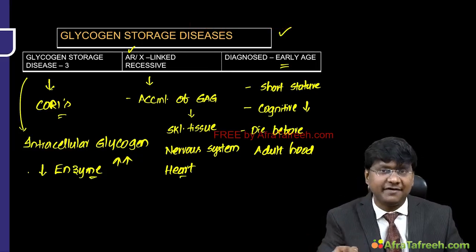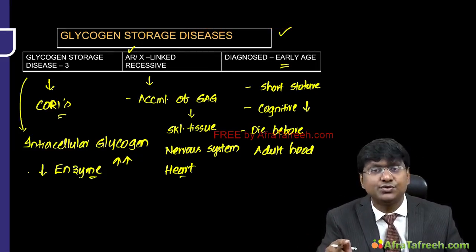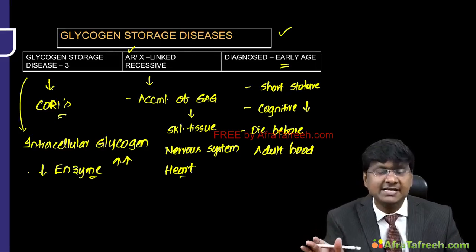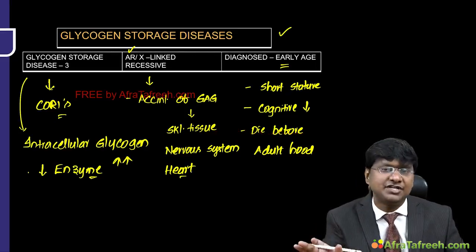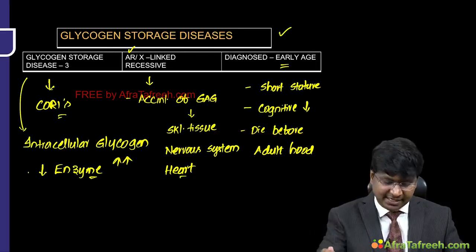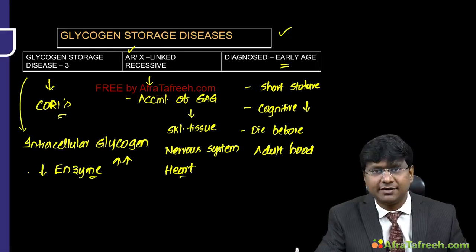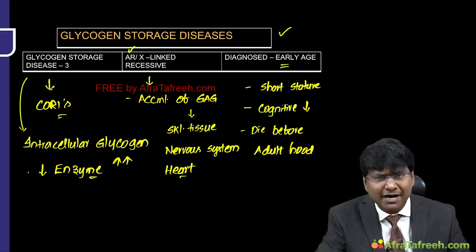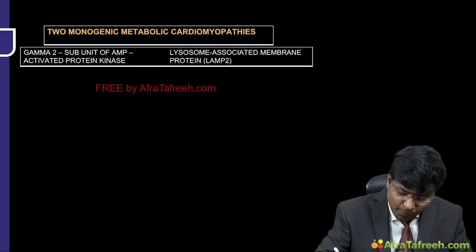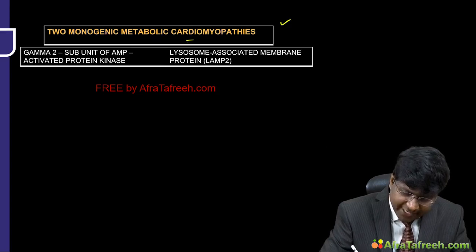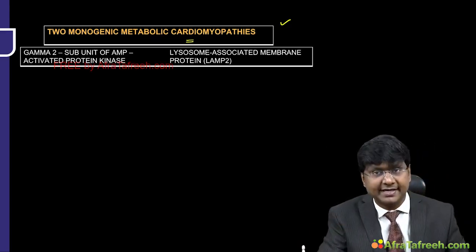And next is Fabry's disease, which is mainly because of alpha galactosidase A deficiency, due to a defect in the GLA gene, that is the galactosidase alpha gene. And next, glycogen storage disease type 3 is also one which can make the individual develop dilated cardiomyopathy.